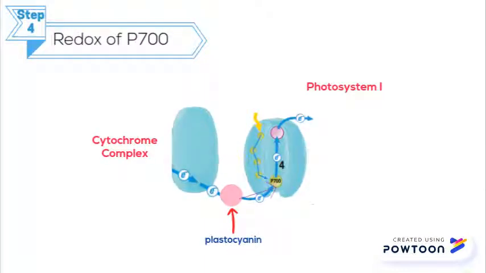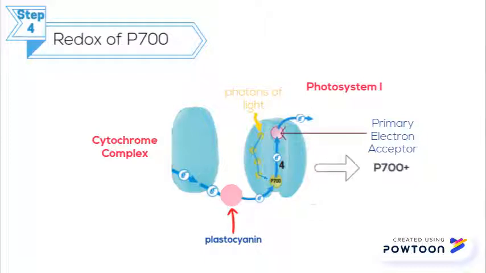Step 4. Redox of P700. The electrons that are transported to photosystem 1 get excited through the absorption of a photon of light. This reaction creates P700'. The chlorophyll from P700' transfers its electron to the primary electron acceptor of photosystem 1, which then forms P700+. P700+ now acts as an electron acceptor and is then reduced back to P700 by the oxidation of plastocyanin. This is a redox reaction.